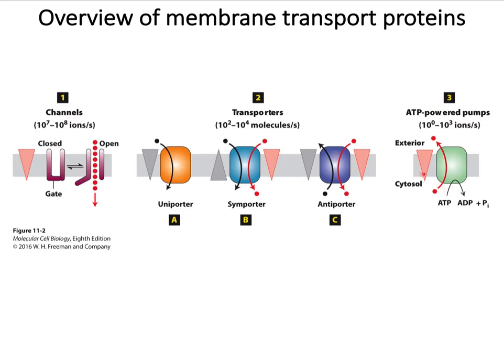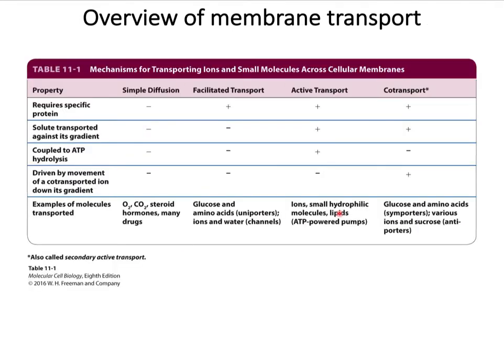The third type is ATP-powered pumps, and the energy released by ATP hydrolysis drives movement of specific ions or small molecules against their electrochemical gradient. The table shows the four mechanisms by which small molecules and ions are transported across cellular membranes, and it is pretty simple and self-explanatory.